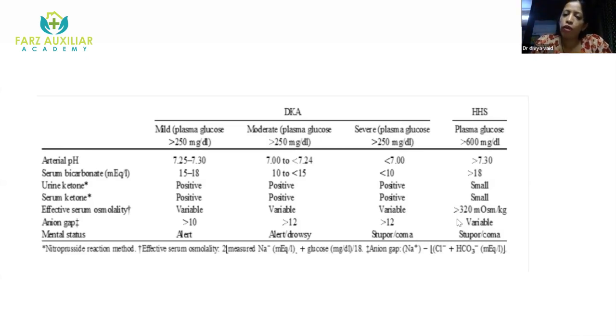So if you get a patient of HHS and the osmolarity is less than 320 and still the patient is drowsy, then you need to do some neuroimaging. You need to look for some other causes of drowsiness, because drowsiness is directly linearly proportional to their hyperosmolarity.